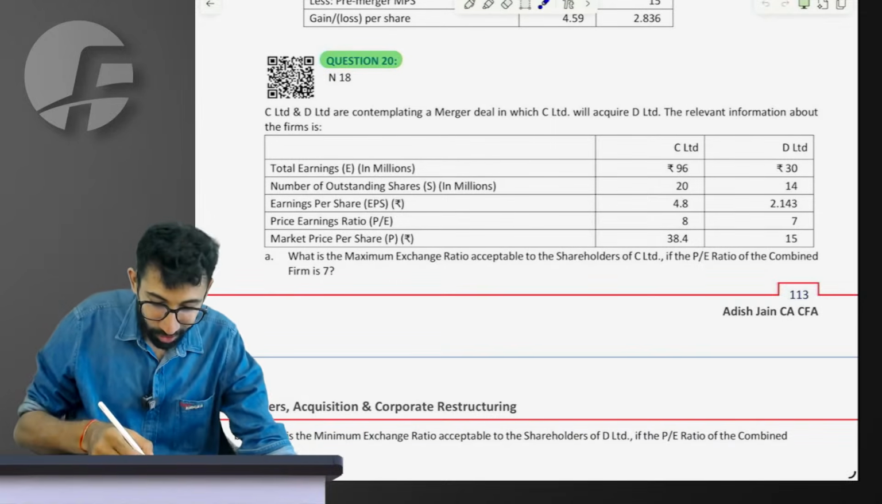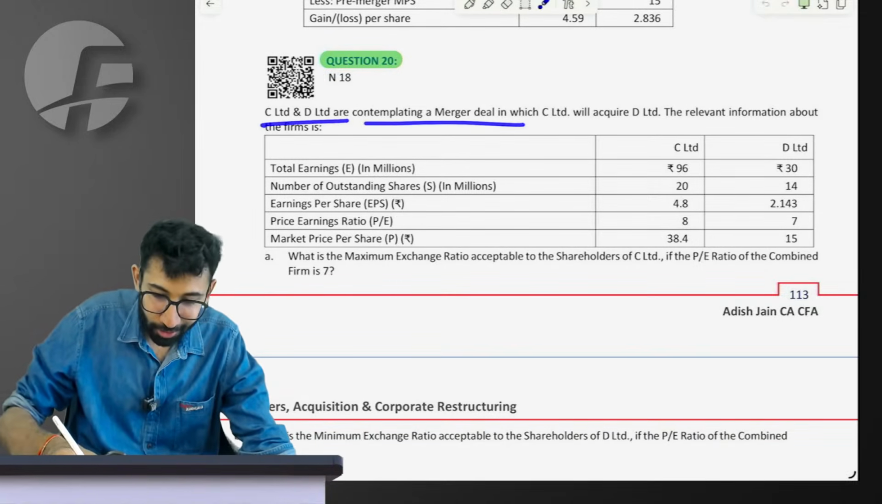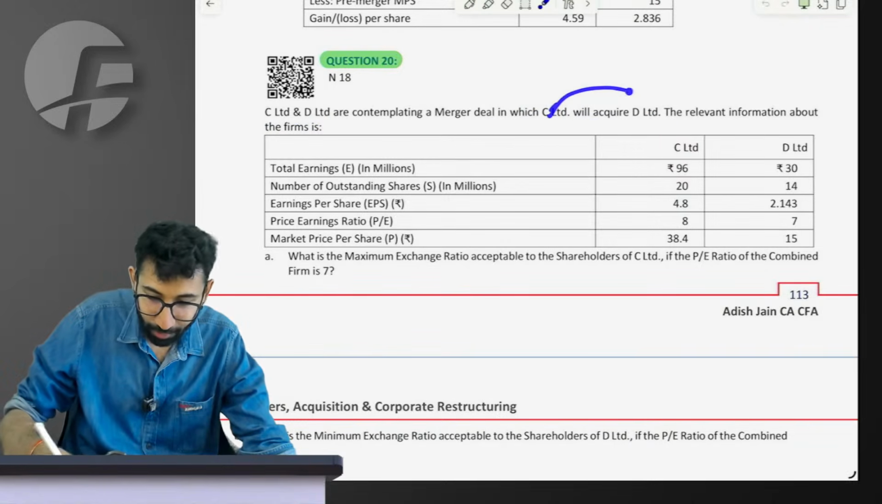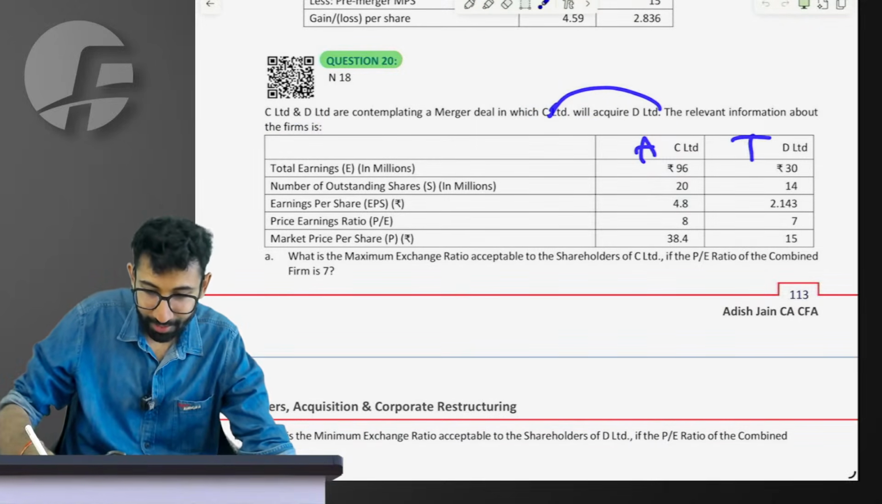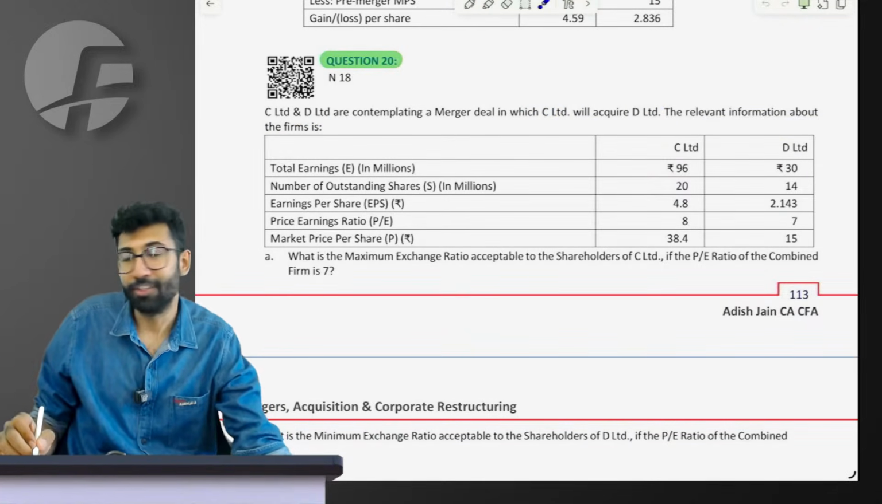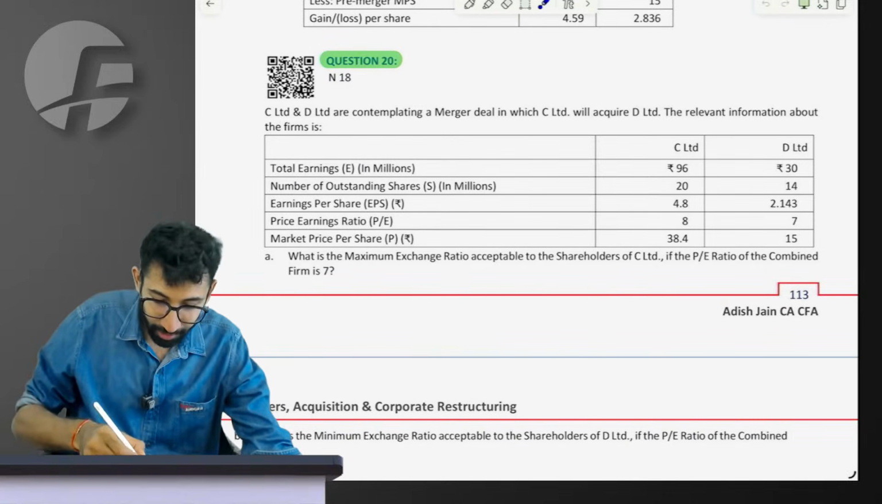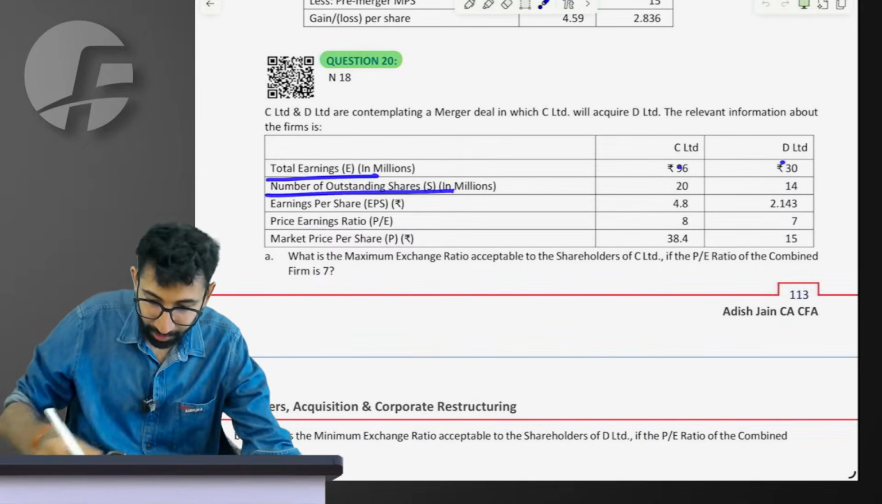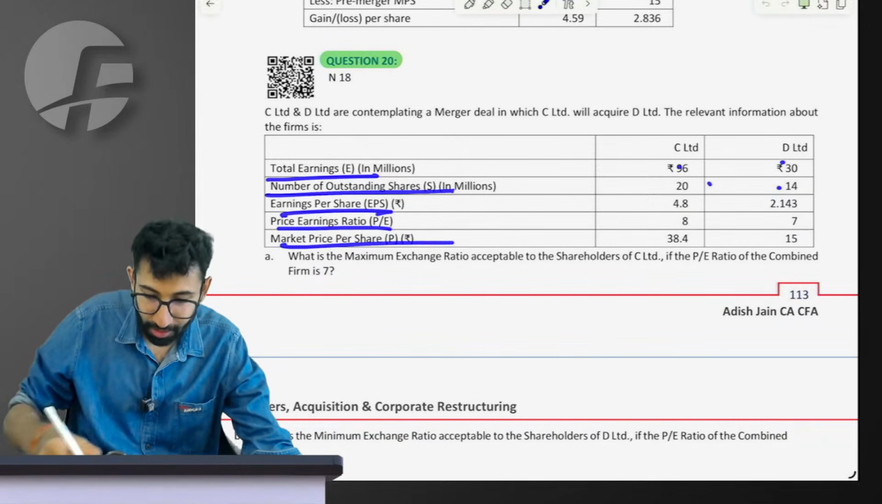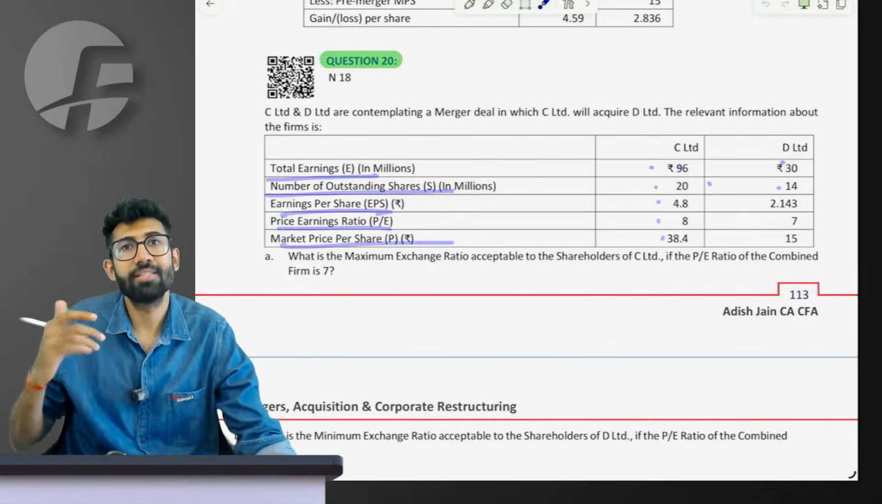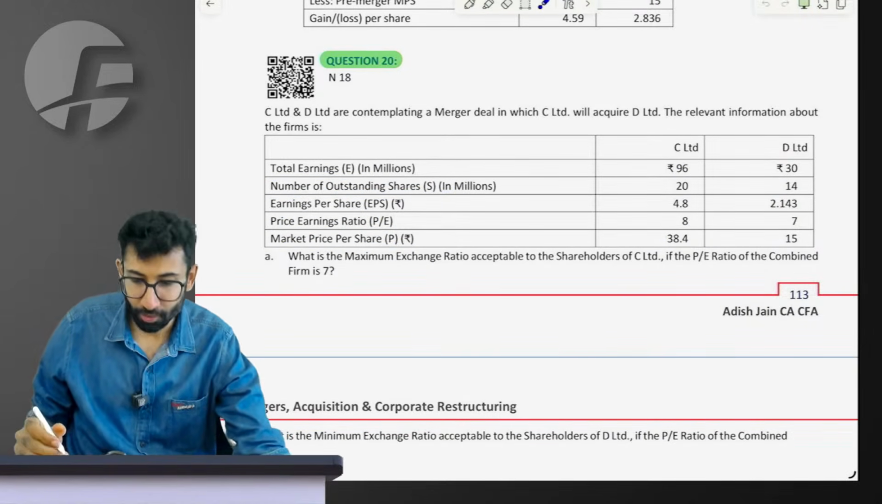So C and D Limited are contemplating a merger in which C will acquire D. So this is the acquirer, this is the target. The relevant information has been given. The total earnings of the company, the number of shares outstanding, EPS, P/E ratio, and market price. So the five things that you generally need are given.